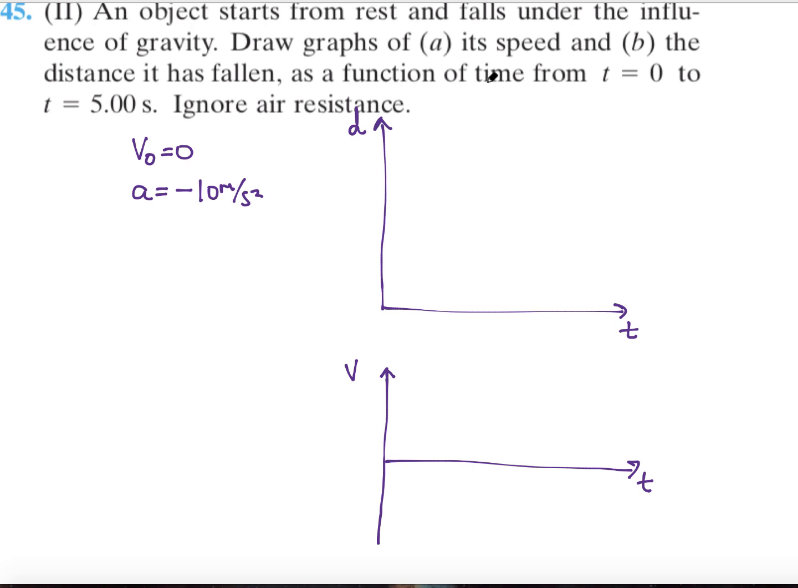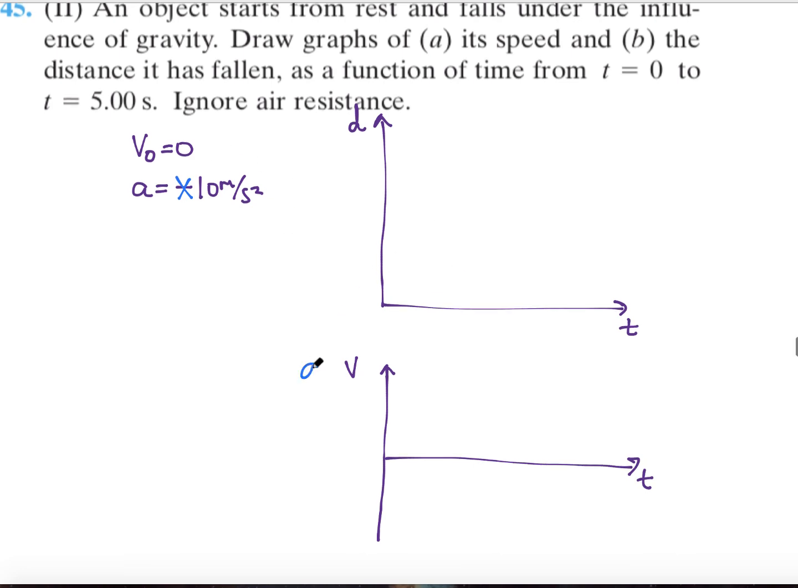I want to draw graphs of its speed and the distance it's fallen. So if I'm doing speed, then I don't care about the fact that this is negative. I just care that it is 10 meters per second squared. So why is that important? So here is my A. Well, if I start from rest, I'm going to start here at 0, and then I'm actually going to increase my speed at this rate.